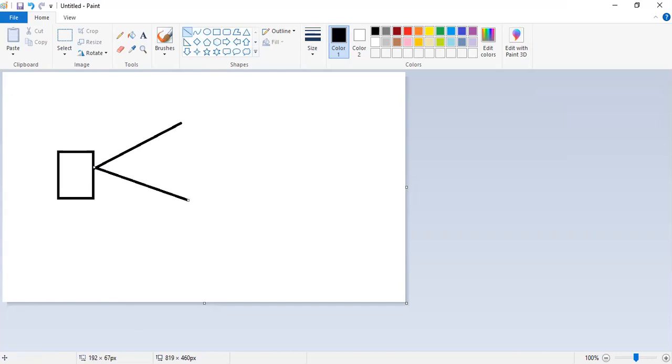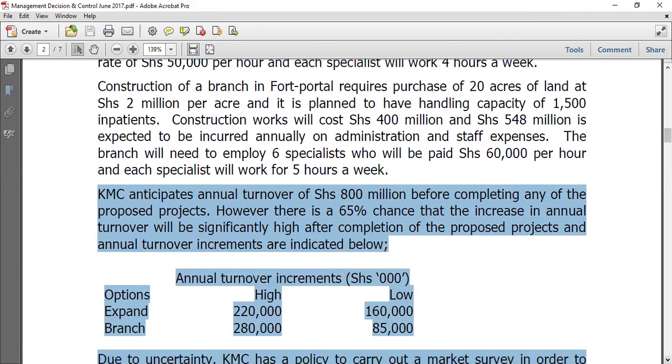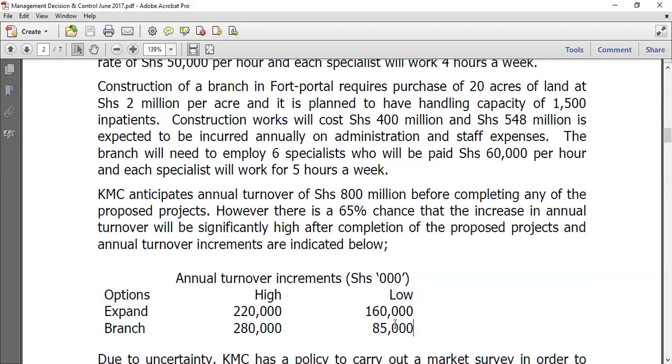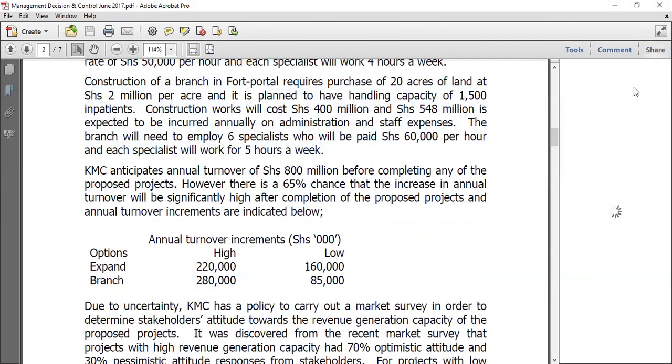So what they are trying to indicate here, they are telling me that KMC anticipates annual turnover of 800 million before completing any of the proposed project. However, there is 65% chance that the increase in annual turnover will be significantly high after the completion of the projects, and the annual turnover increments are indicated as below. Okay, so this is what they are trying to give us when it comes to here. So remember, we have two projects. Okay, we have two projects that we have here, which is construct and not construct.